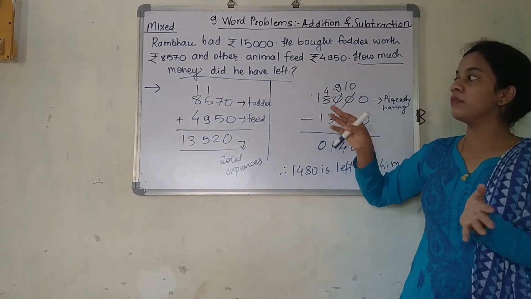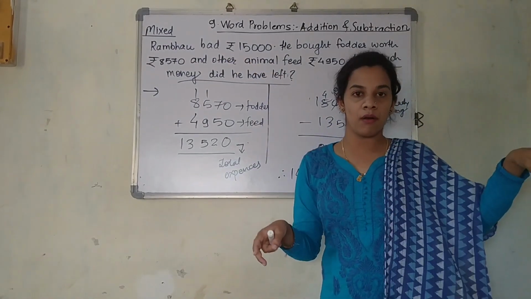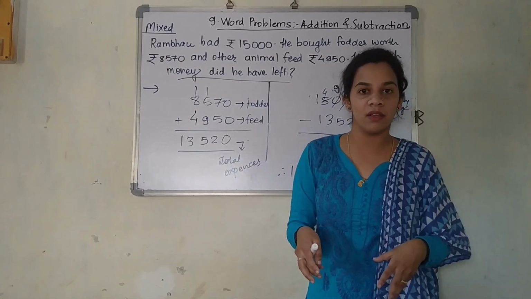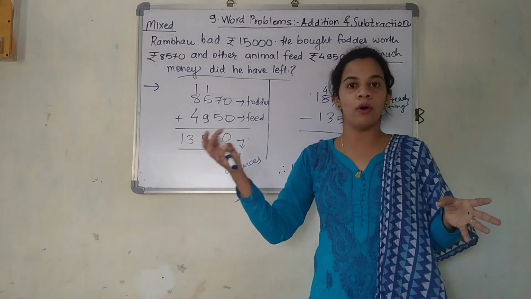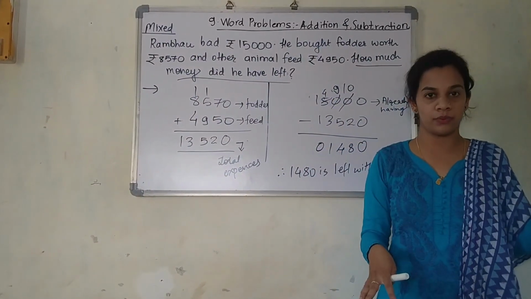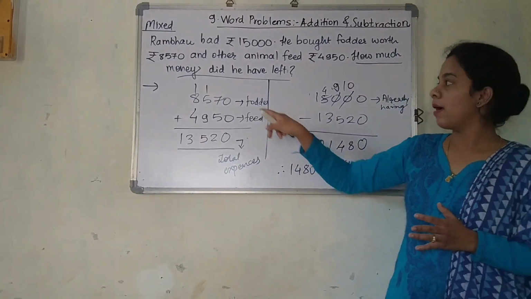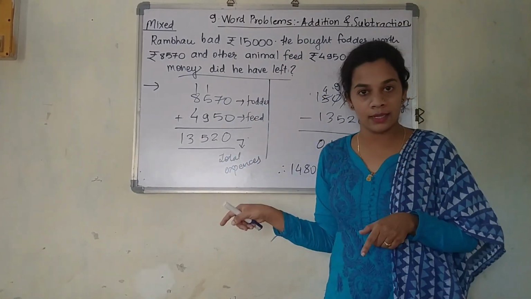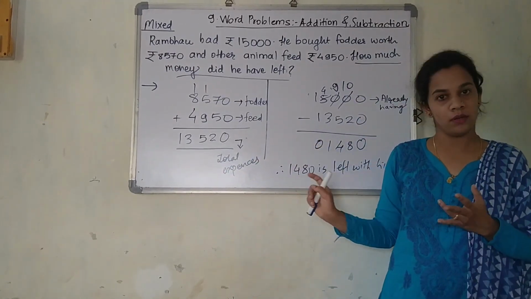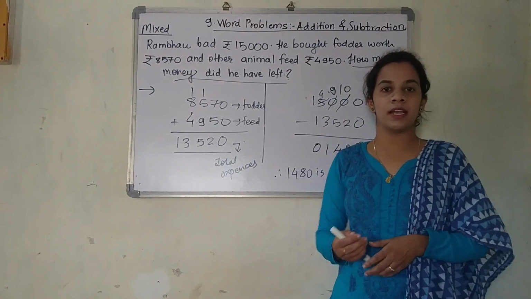But if there are questions which are mixed ones, how are we going to understand? Rambo was having some amount, he utilized that amount for some products, and what is remaining with him? So whatever he has bought, we are going to add, and whatever is remaining with him, we are going to subtract. So these are the mixed problem questions. We are going to add the remaining two smaller amounts, and whatever answer we get, we are going to subtract from the bigger. So we will see the next part of this.